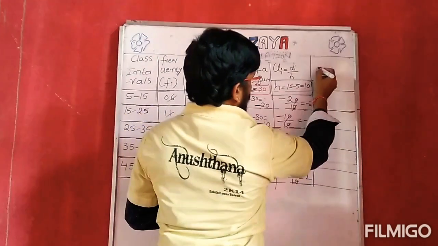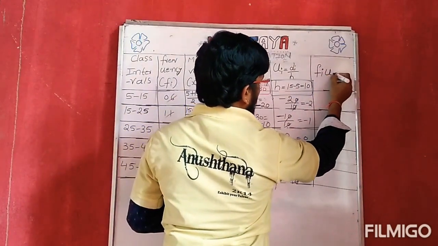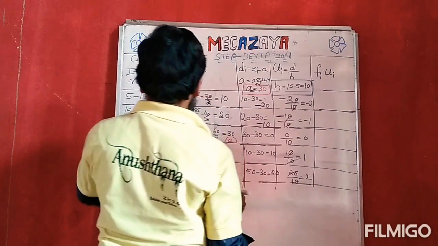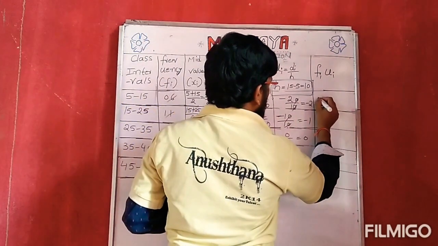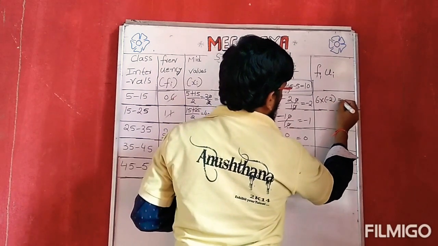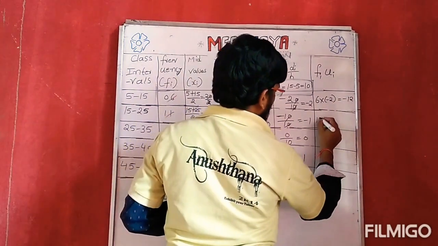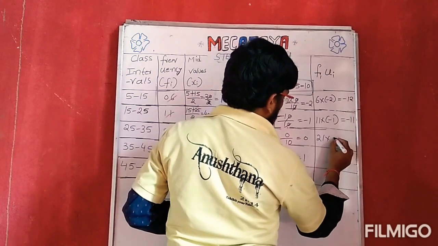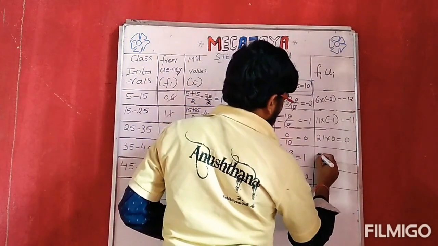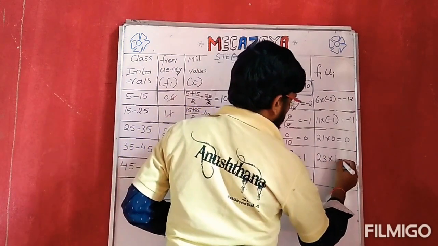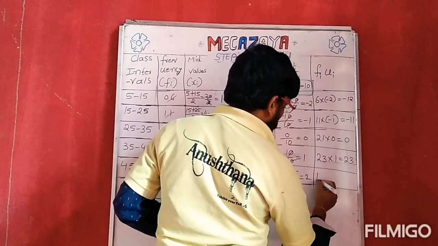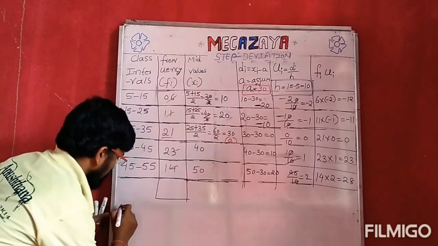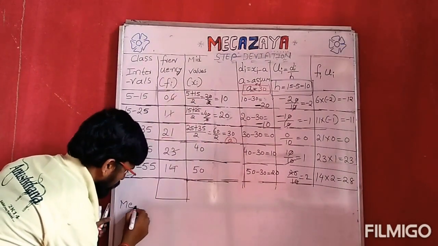Next, fi ui. Now you have to multiply fi into ui. 6 into minus 2 is minus 12. 11 into minus 1 is minus 11. 21 into 0 is 0. 22 into 1 is 23. 14 into 2, 14 twos are 28.